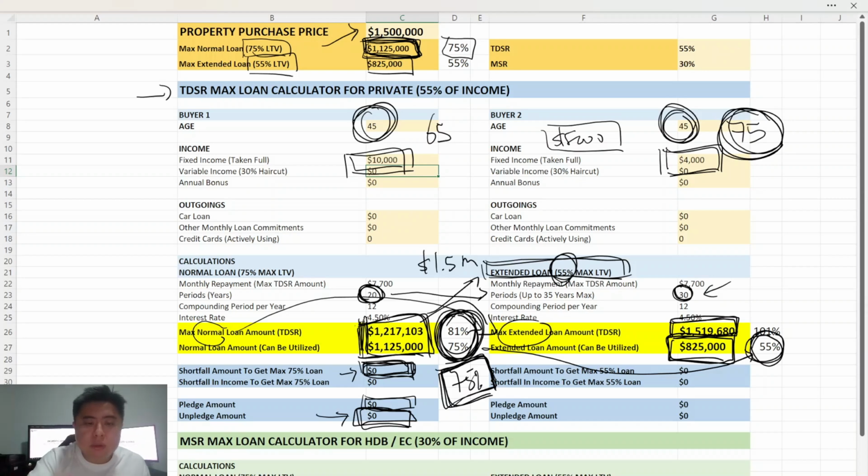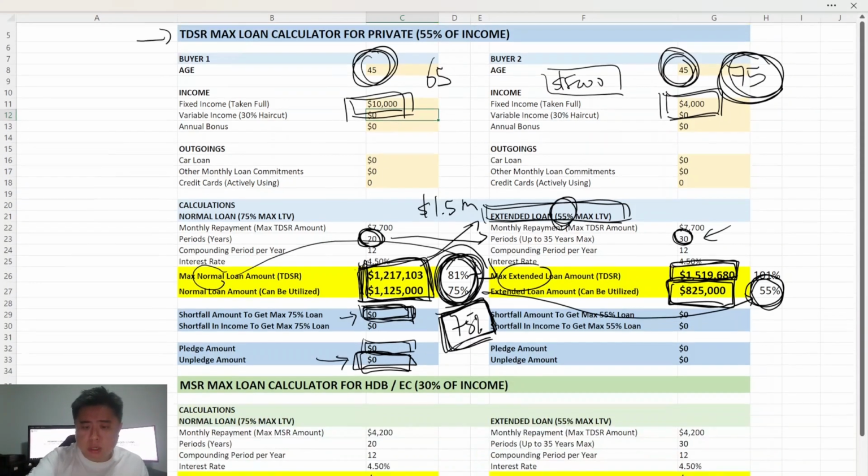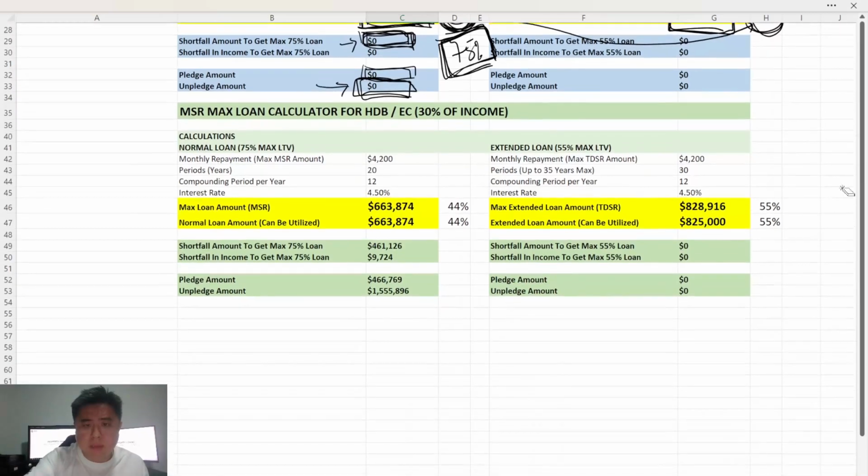So even though you can get a 1.217 million loan for your private purchase, does it mean that you will be able to get the same amount if you are looking to buy a new EC now? No, because if you can recall, for TDSR, for private, it's based on 55% of your income. But when it comes to HDB or a new EC, it will be down to 30%, which is the mortgage servicing ratio. So I'll just scroll up a bit.